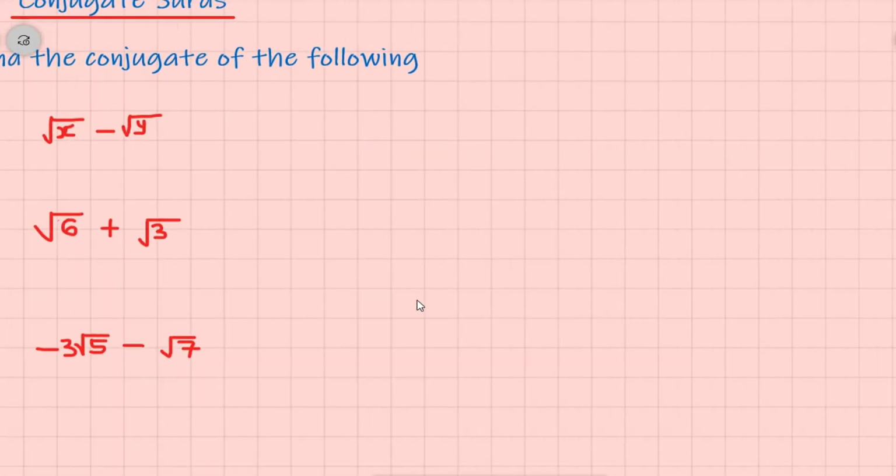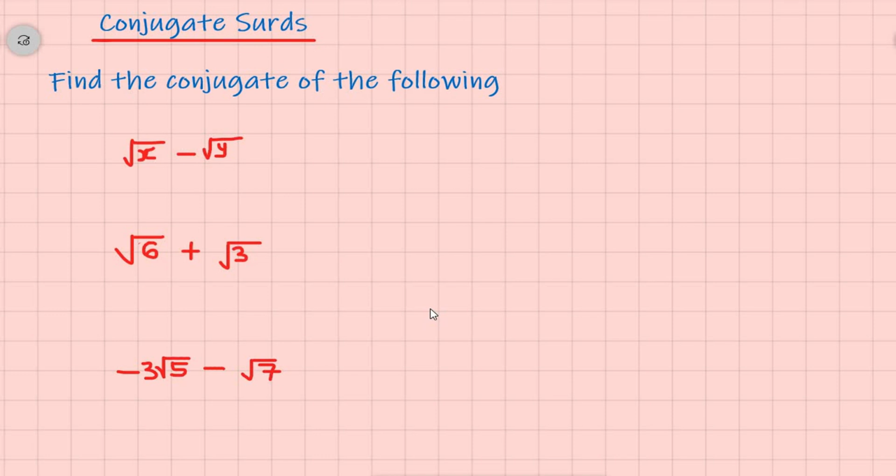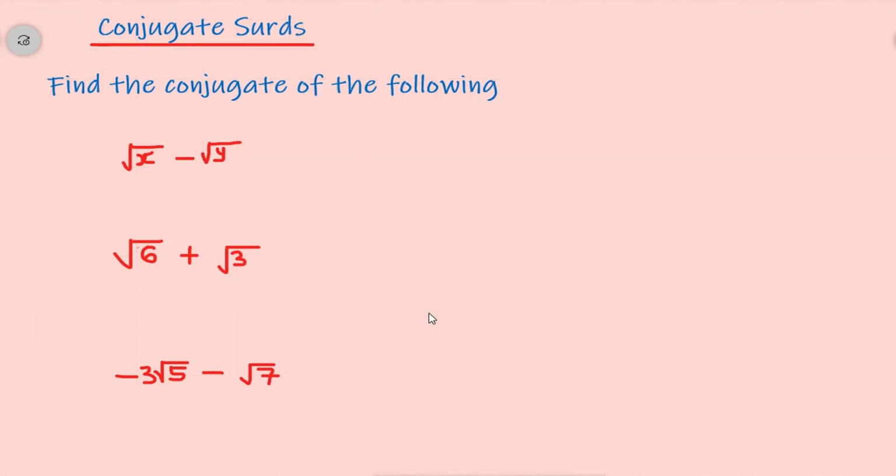So let's go to the next aspect, which is conjugate sort. Wow, I love this. Conjugate sort. Now find the conjugate of the following. This aspect is very important. We have root x minus root y. How do you find the conjugate?